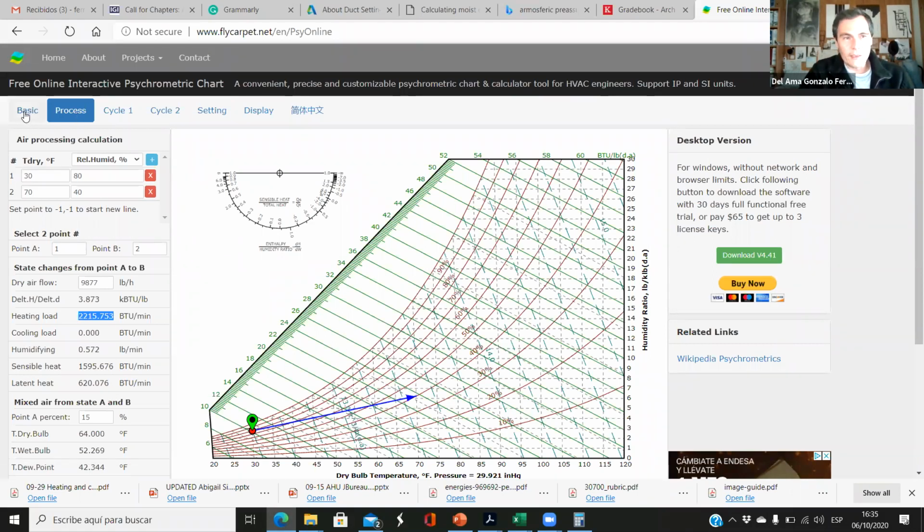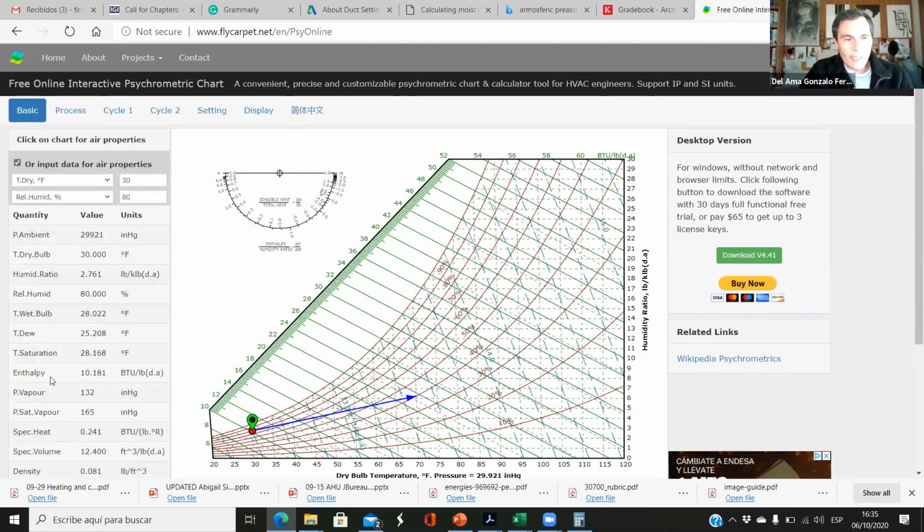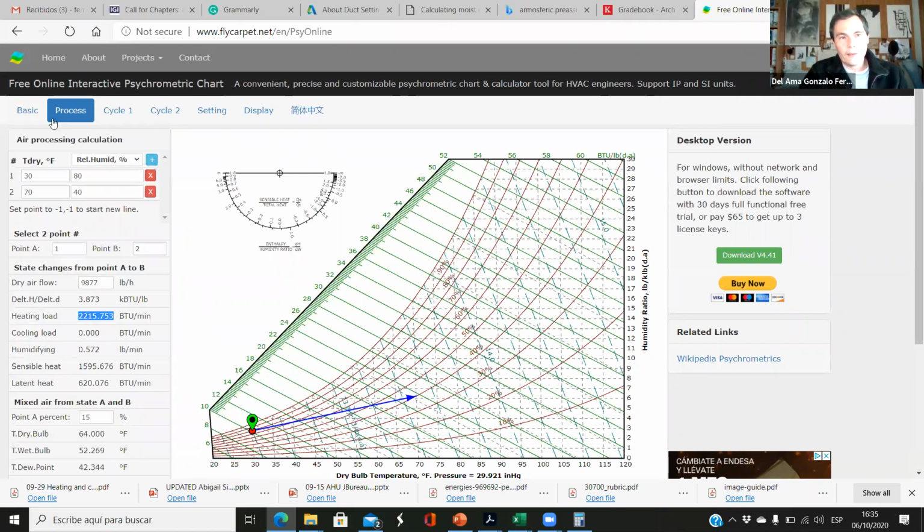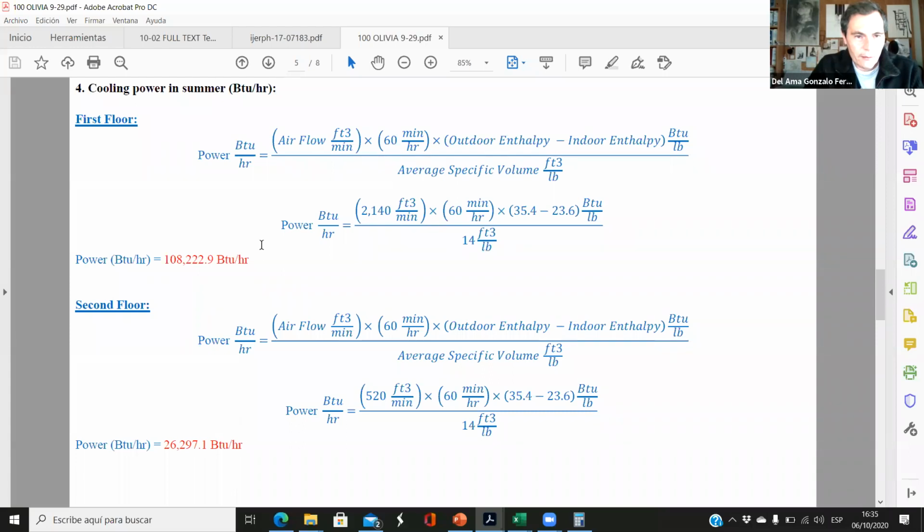Okay, anyway, we have to use either the basic. With the basic, we calculate the enthalpy, and then we can apply the formula that is airflow times enthalpy indoors minus enthalpy outdoors divided by the specific volume, or we can just use this process tab, and we calculate the heating load here, whatever works for you. I don't mind, because as you can see, results are the same. Okay, but there's something that is not here as far as I understand. Yeah, it's not.